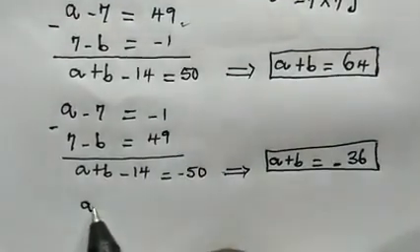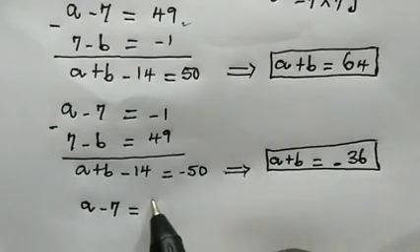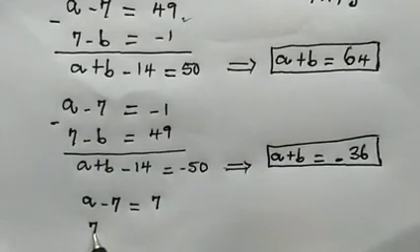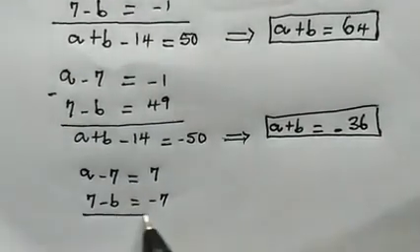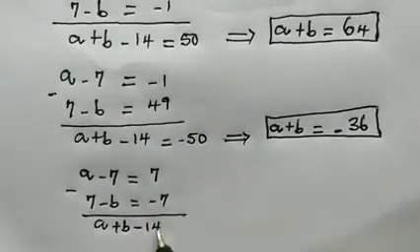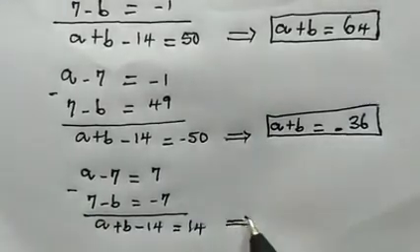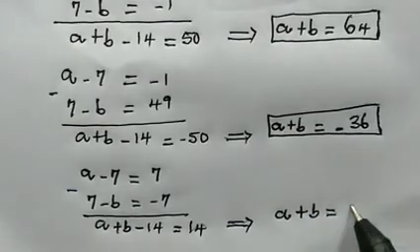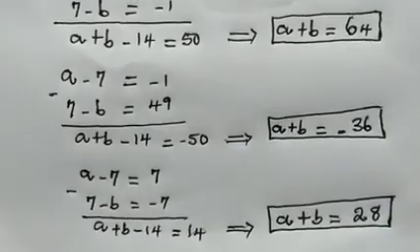Then our final case: a minus 7, we assume here it is greater than 7 minus b. Remember we are left with negative 7 and 7, so this will be positive 7, and for 7 minus b here, this is negative 7. So we're going to subtract these equations. Remember this left hand side will always be a plus b minus 14. So this is equal to 7 minus negative 7, which is 14. If we add 14 to both sides, we get a plus b equal to 14 plus 14, which is 28. So you can see we have 3 solutions for a plus b.